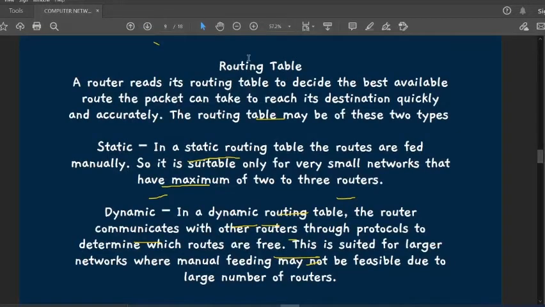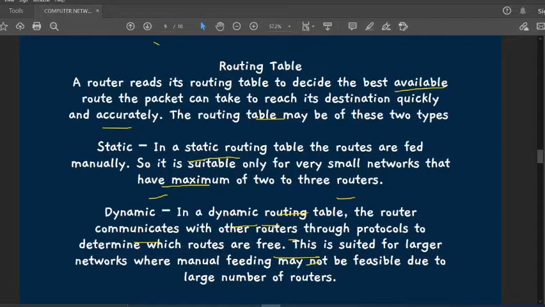It is basically a table that tells the destination, or the path to be followed. A router reads its routing table to decide the best available route. I've already told you that whenever data is being transferred, it first checks all the possible routes or paths that can be used for transmission of the data. So the best available route is the one the packet can take to reach its destination quickly and accurately.